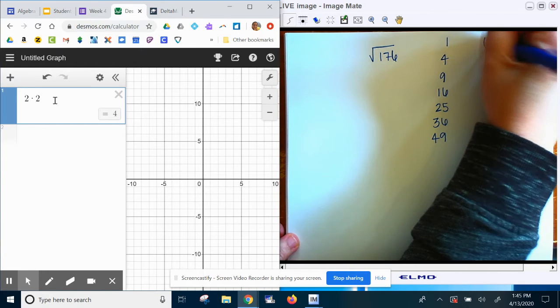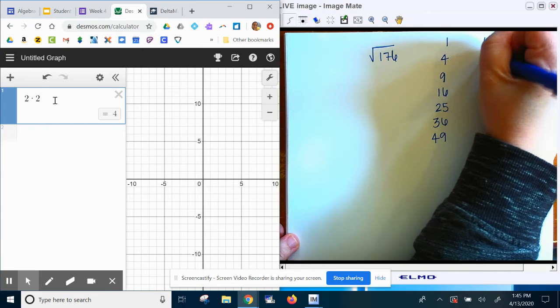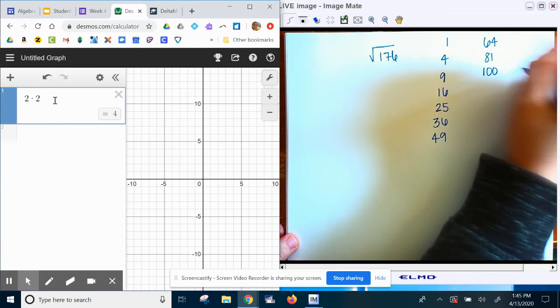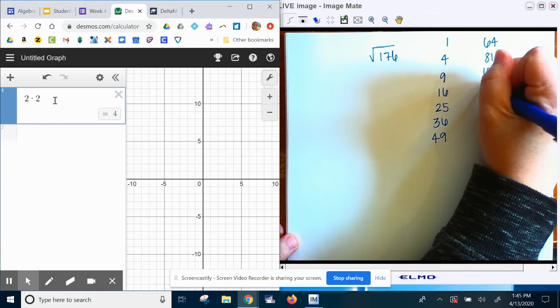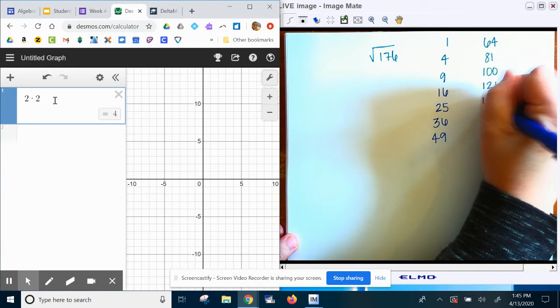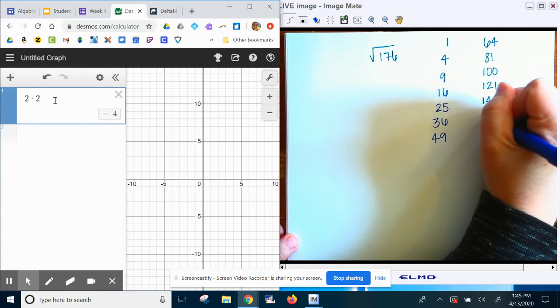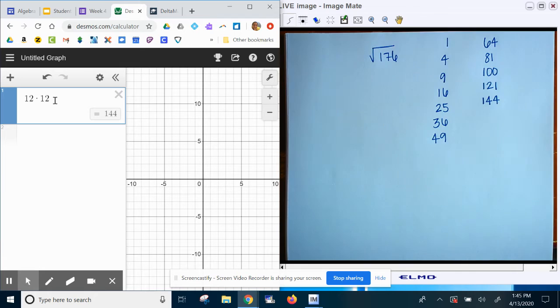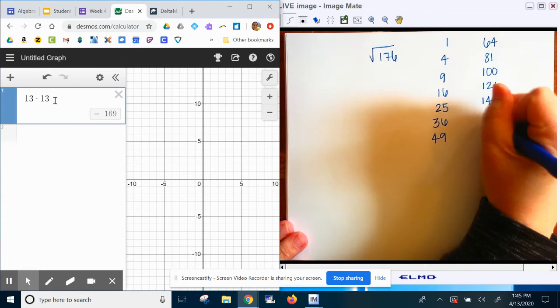8 times 8 is 64. 9 times 9 is 81. 10 times 10 is 100. 11 times 11 is 121. 12 times 12 is 144. 13 times 13, I think, is 169. Oops, 13 times 13, 169.